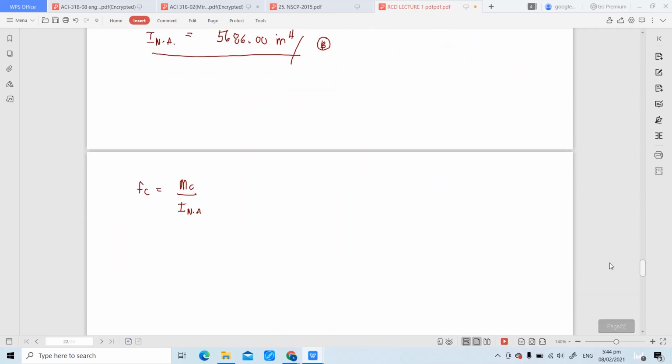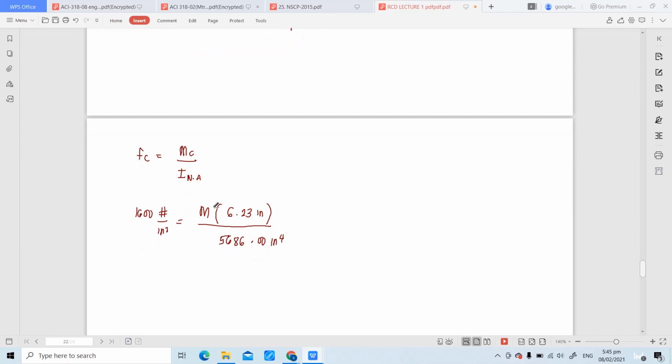That is 1,600 pounds per square inch equivalent to moment that is unknown multiplied by C, na-compute na natin yan, 6.23 inches, naka-store kay A, over INA, naka-store kay B, na-compute na, 5686.00 inches raised to 4. So, para ma-compute yung moment, cross-multiply and analyze the unit.